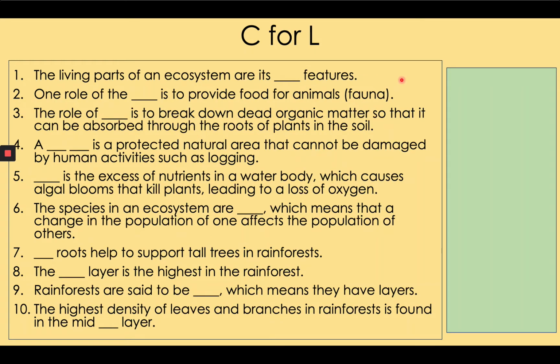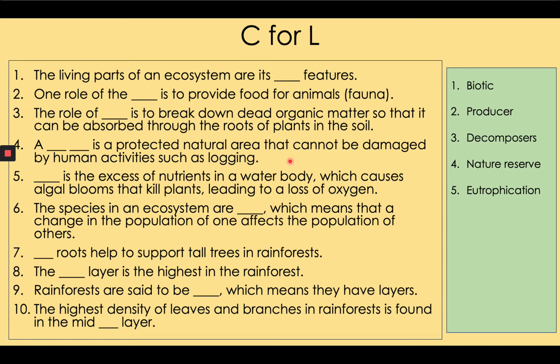Number 1. The living parts of an ecosystem are its biotic features. 2. One role of the producer is to provide food for animals. 3. The role of decomposers is to break down dead organic matter so that it can be absorbed through the roots of plants in the soil. 4. A nature reserve is a protected natural area that cannot be damaged by human activities such as logging. 5. Eutrophication is the excess of nutrients in a water body, which causes algal blooms that kill plants, leading to a loss of oxygen.